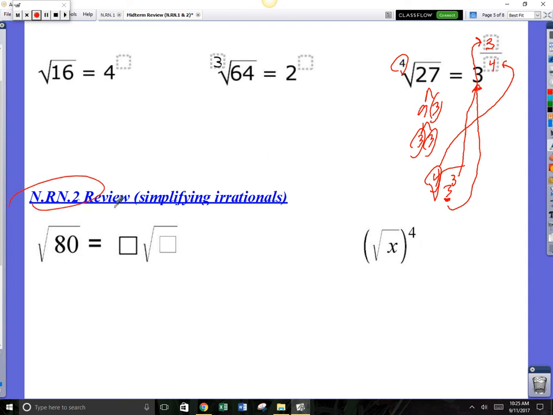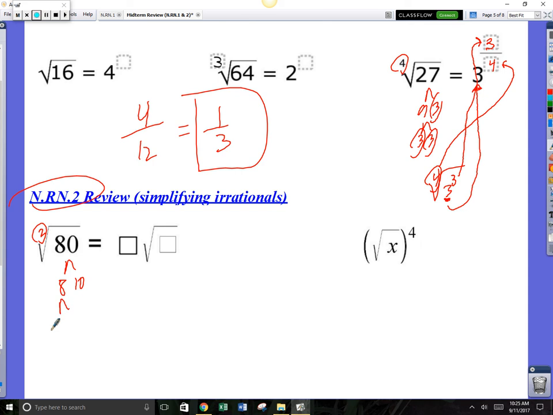Now NRN 2, we introduce irrational numbers and how to simplify irrationals. Add, subtract, times, divide, and this first one is just simplifying. So just like the idea of 4/12 equals 1/3, in irrationals that's called simplifying irrationals. Simplifying an irrational, the index is a 2. So we've got to look for squares. We've got to pull out all the squares. So 80, you could go 8 times 10. 8 is a 4 times a 2. 4 is a 2 and a 2. And then a 10 is a 2 times a 5.